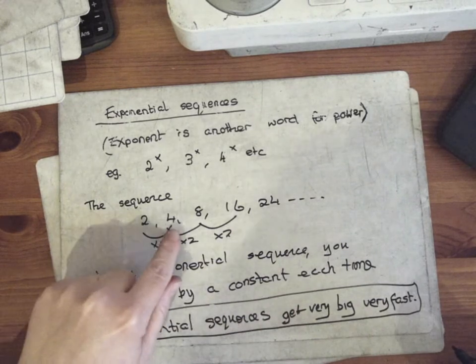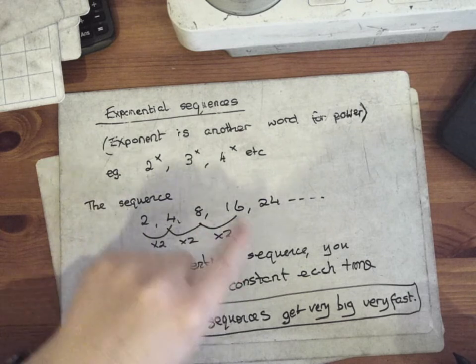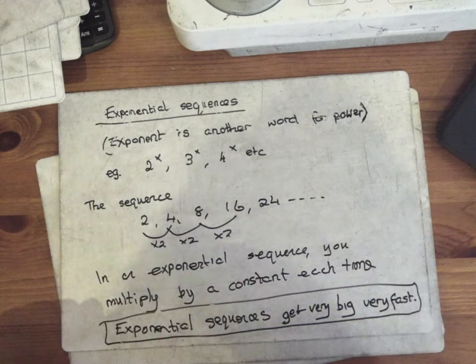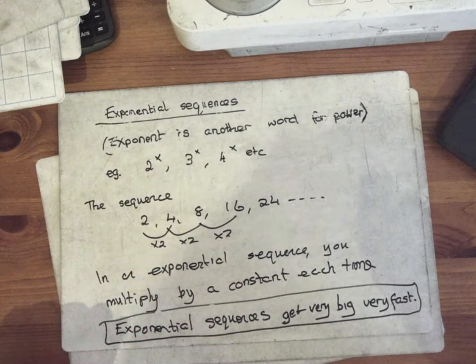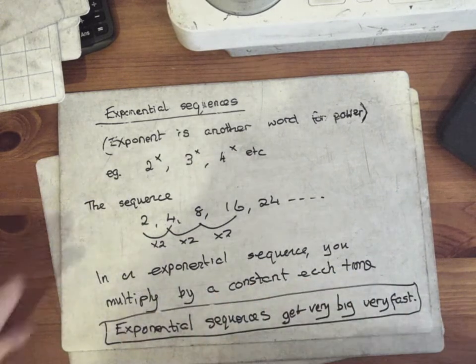So 2 goes to 4, goes to 8, goes to 16, goes to 32. You're multiplying by 2 every time. Another example would be 3, 9, 27, 81, 243, etc. It would be multiplying by 3 every time.